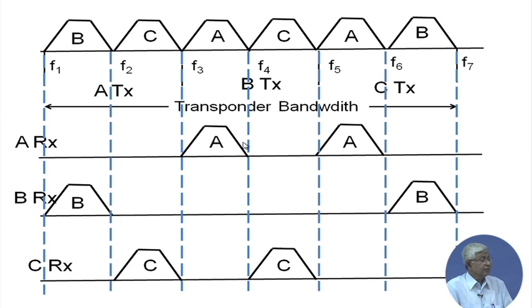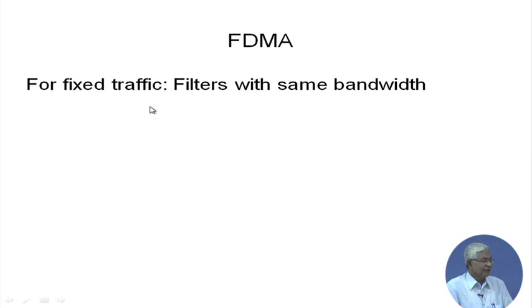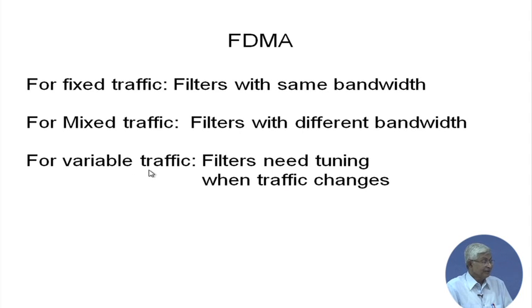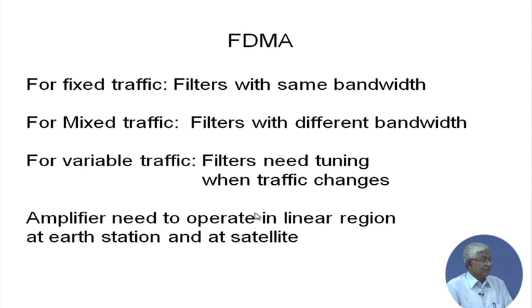This is the allocation of the transponder, which is pre-assigned and known. So the receiver filters are properly designed and they are kept. But if it changes dynamically, then you can see that the filter bandwidth has to change. That's the problem. So for fixed traffic, filters are with the same bandwidth. For mixed traffic also it can be done, with different sizing of the filters with different bandwidth, but for variable traffic, the filter needs tuning when the traffic changes. That is a dynamic adjustment and makes it much more complex. It's not that it's not possible, but it's difficult and costly, so people don't use it.